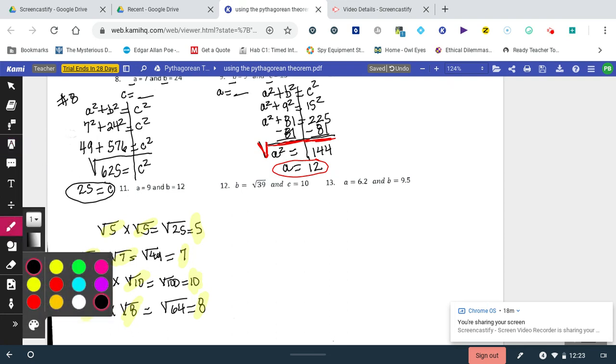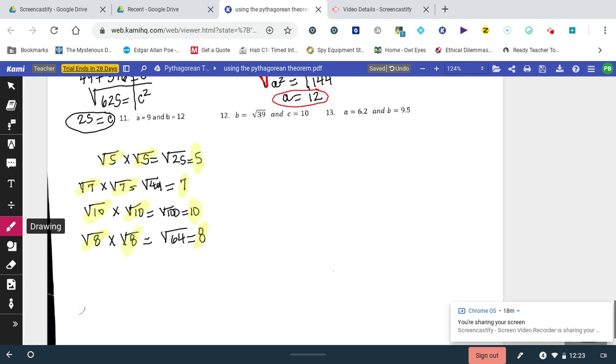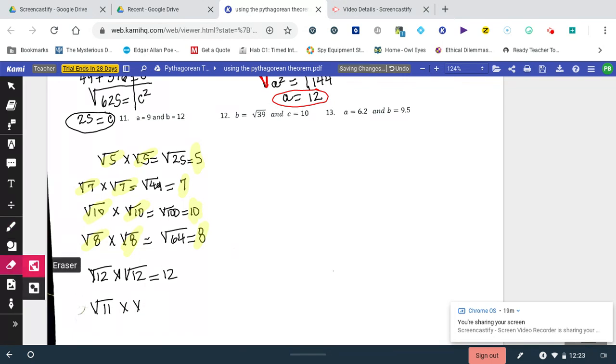That's all you do. I can just look at this and say the square root of 12 times the square root of 12 is just 12. I don't have to put it's the square root of 144, which is 12. Now looking at the pattern, I know it's just 12. Or if I said the square root of 11 times the square root of 11, I could say it's just 11.